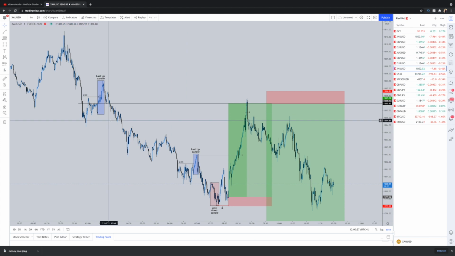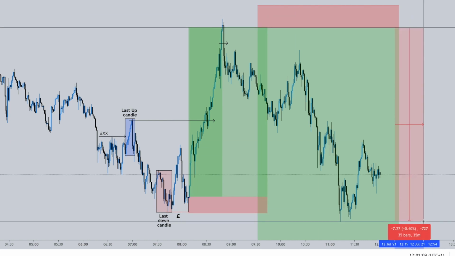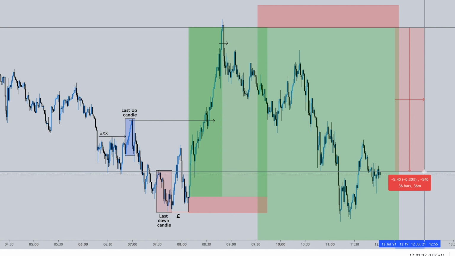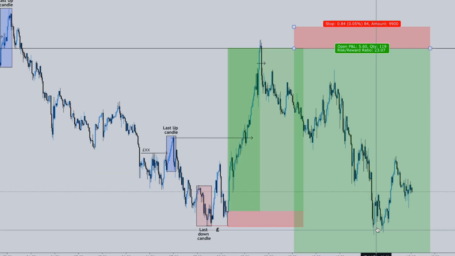We wanted to see price respect this last up close candle and then trade lower. So far we're good. We are literally floating how many pips in profit at the moment? Well, it's gone as far as 72 pips, but we're at 53 pips at the moment. We've run these equal lows down here, but I still believe we can get down here.